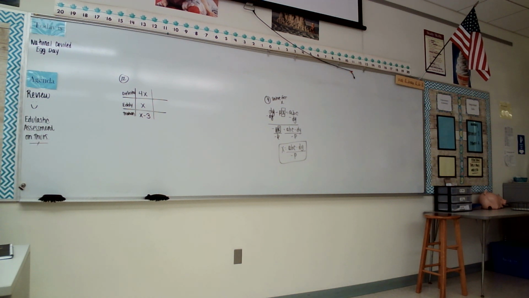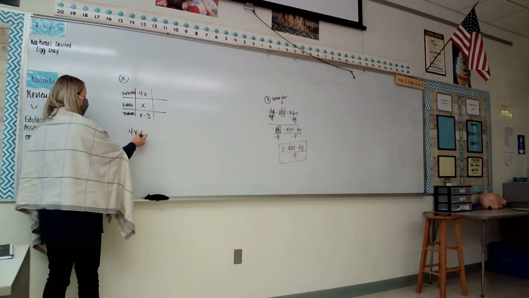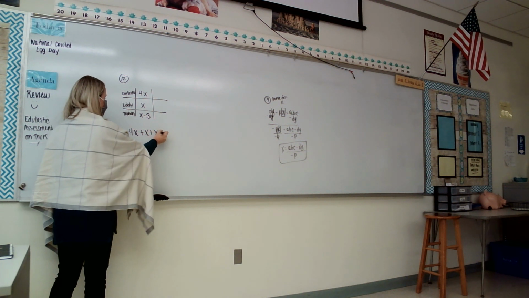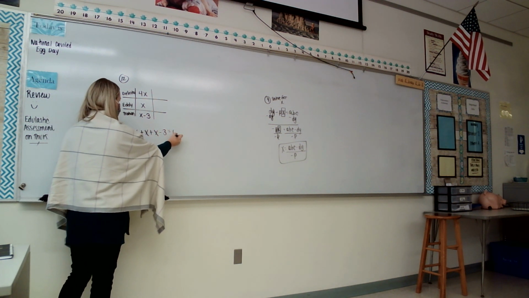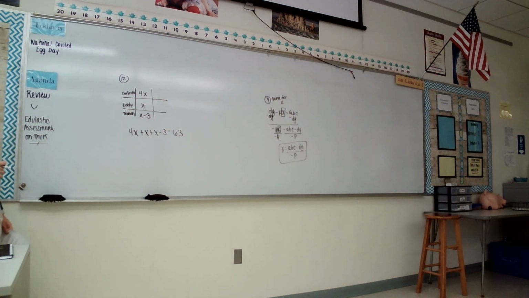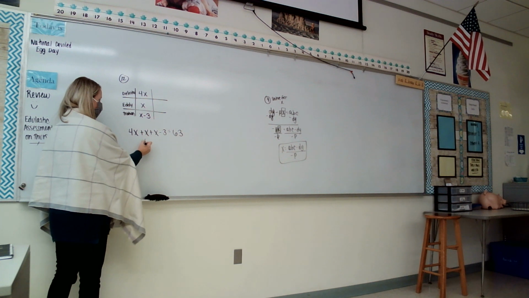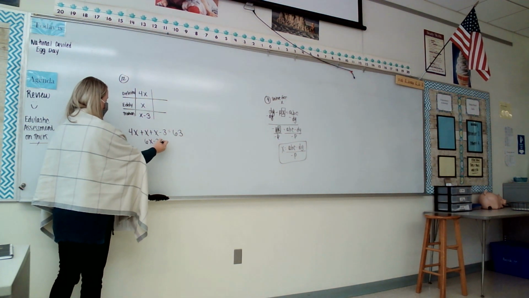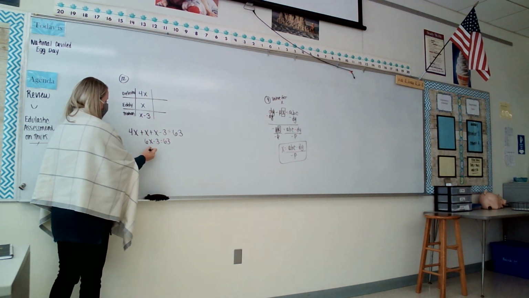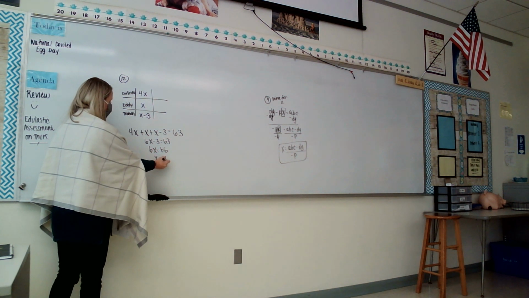All together, they have 63. So I'm just going to add all of their expressions up and set it equal to 63. That is going to set up a nice equation for me. I can combine like terms, 6x minus 3 equals 63. So 6x is going to equal 66, so x is going to equal 11.